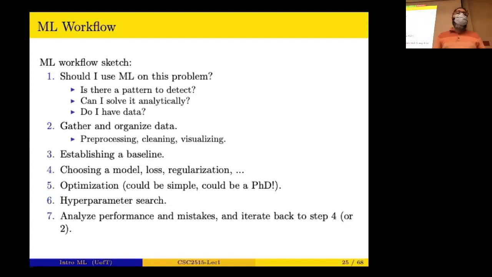Then you need to establish a baseline: what level of achievement is considered reasonable or okay. And then if you have an algorithm that performs better than that, that would be a success.